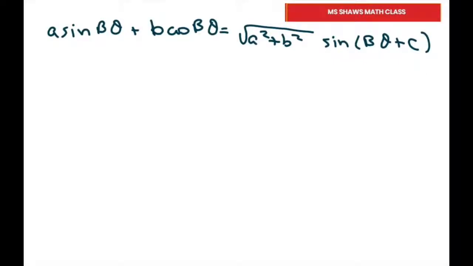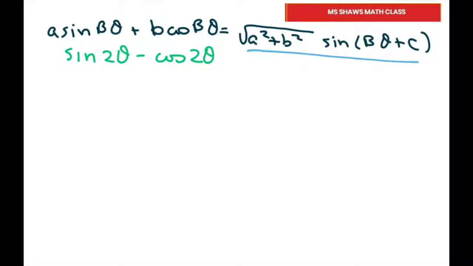Our problem is sine of 2 theta minus cosine of 2 theta. So we're going to write it in this form. Our A is 1. Our B in this case is negative 1 because we have this minus right here. And our big B is going to be 2.